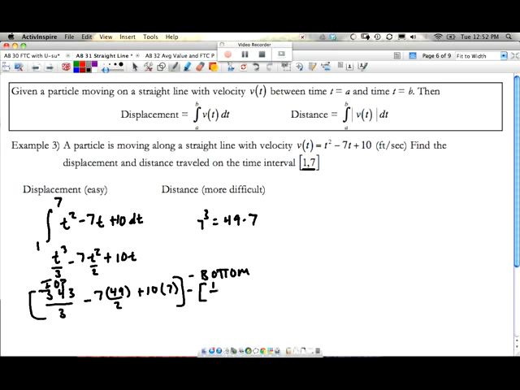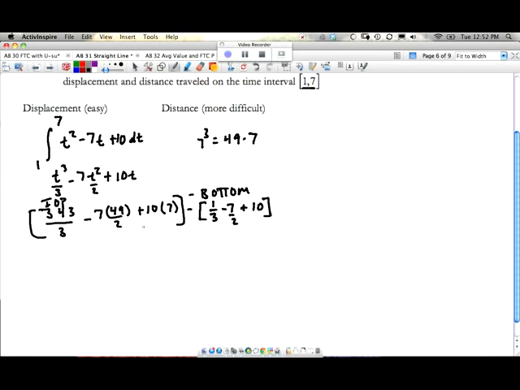We got 1/3. That was easy because 1 cubed is just 1. Minus 7 times 1/2, or 7 halves. And then we have plus 10 times 1, which is really just plus 10. Okay, that wasn't too bad. Let's simplify some of this. I know you're thinking, wait a second, Ms. Speller, you just said this was easy. It is easier than the distance, kind of. So let's see what's happening. We got 343/3 minus 1/3. That's going to give me 342/3.